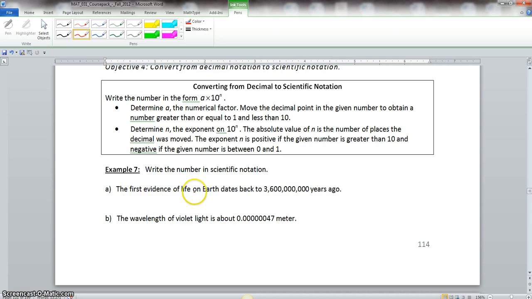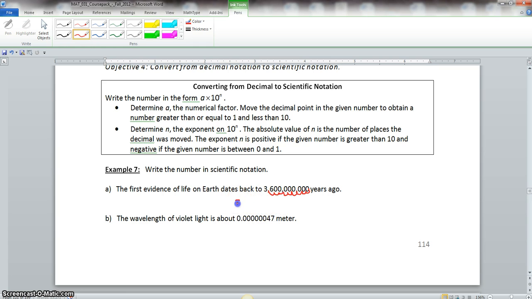Okay, let's take a look here. It says the first evidence of life on Earth dates back to, now we have this long number here, it's actually 3,600,000,000 years ago. They want us to write this in scientific notation. So my question to you is, where is the decimal? Yes, you're right. It's at the end of this number. So what we have to do here, we need to move this decimal till we only have 1 digit in front of it that is not 0. So we'll move this decimal 1, 2, 3, 4, 5, 6, 7, 8, 9 places.